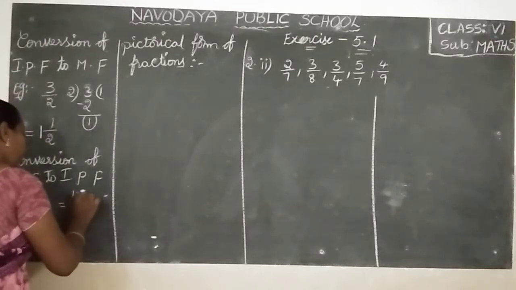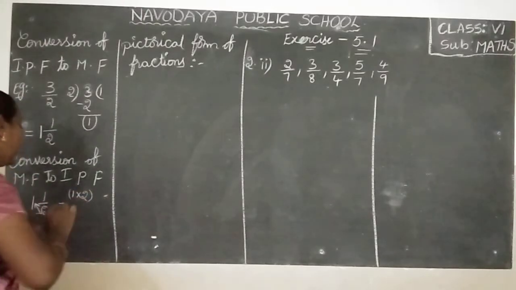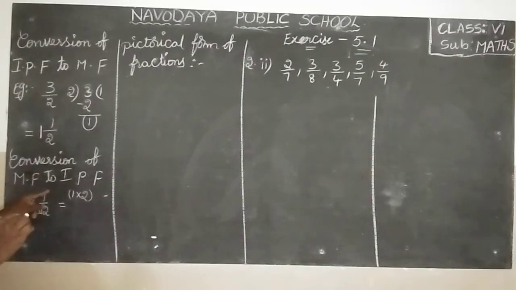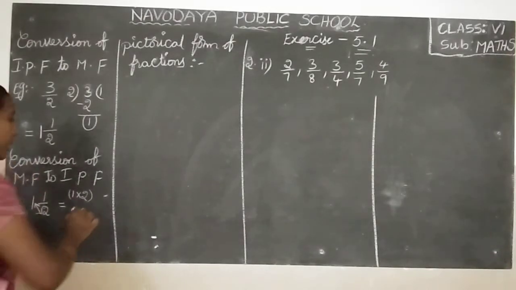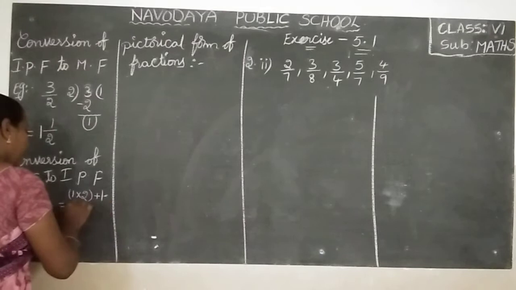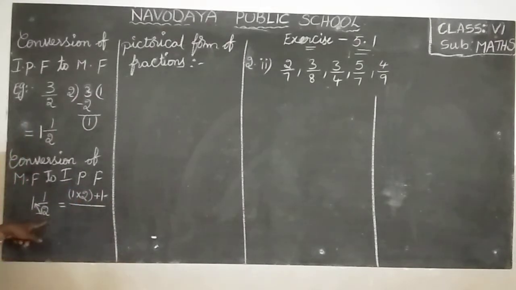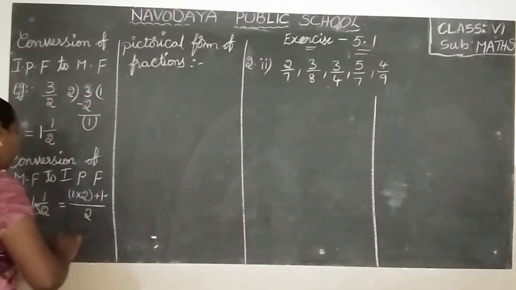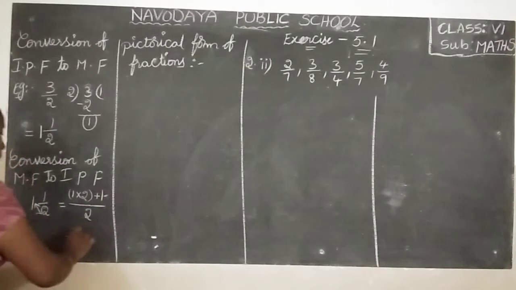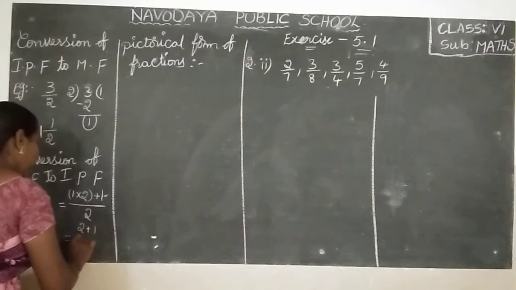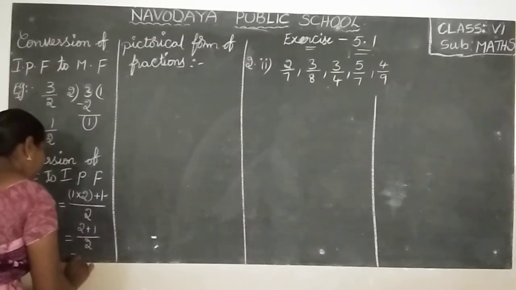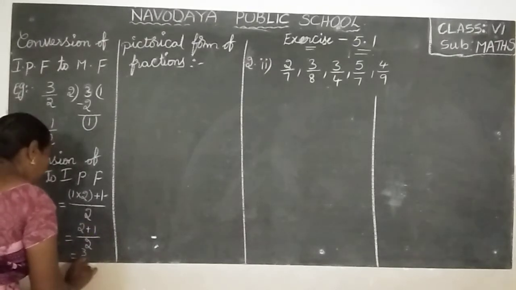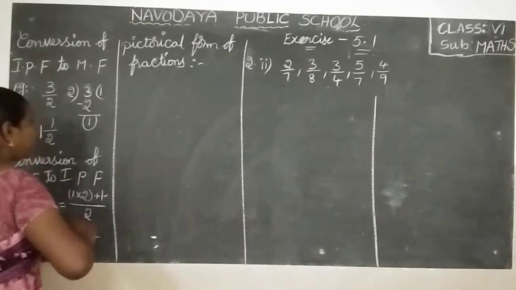So 1 into 2. After multiplying these two, we add the numerator to this product, plus 1, divided by the denominator of the fraction. That equals 1 into 2 equals 2, plus 1, by 2. So that equals 2 plus 1 equals 3 by 2.